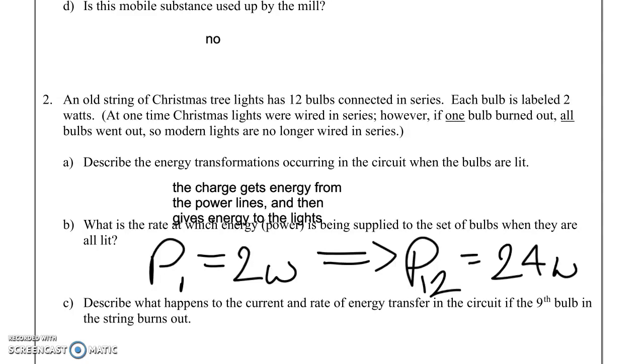If we pull one of the bulbs out, the current and the transfer of energy drop to 0. We have an open loop, so charge cannot flow, and energy cannot be transferred to any of the bulbs because the charge is not allowed to move in this case at all.